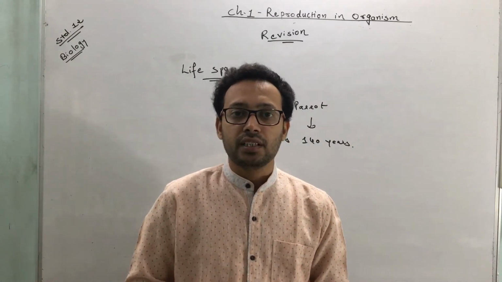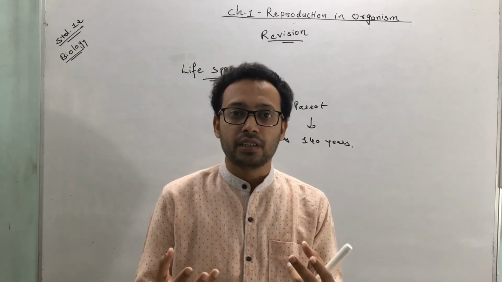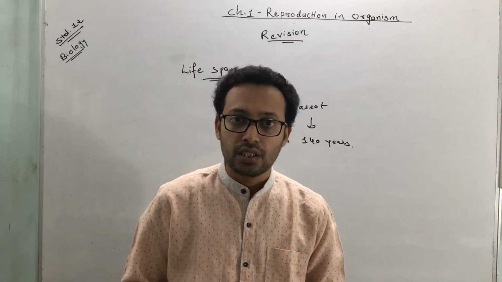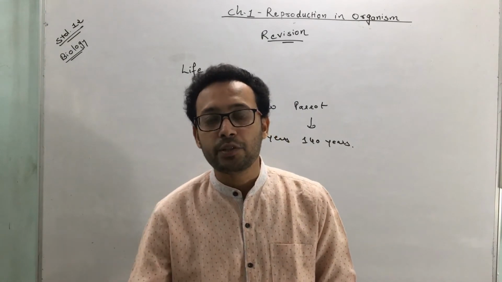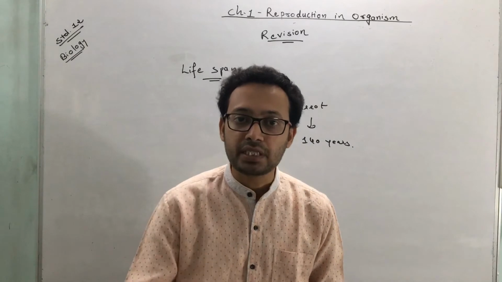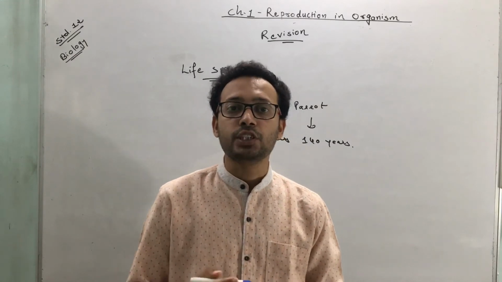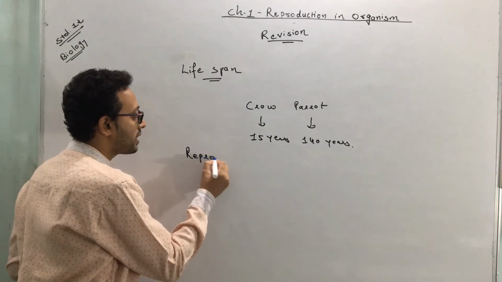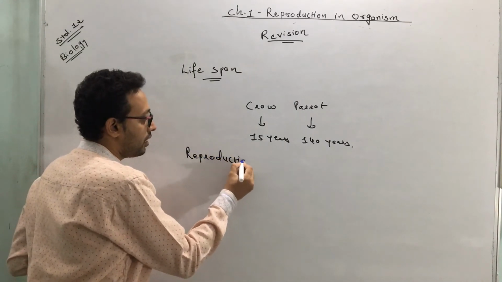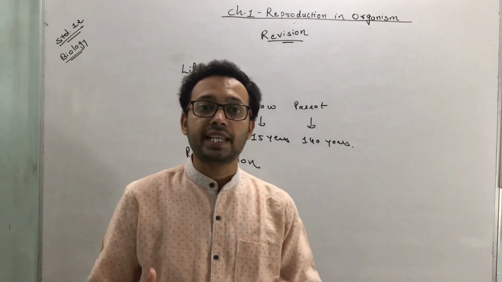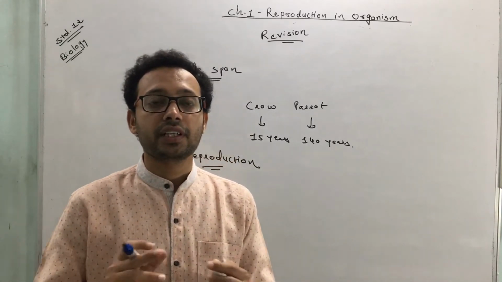Now, once the life is over, that living organism dies. But suppose a human being finishes its life in 65 or 70 years. After that, still the human being remains on the earth. How is it possible? That is possible due to a process called reproduction. Every living organism can reproduce. Reproduction is a characteristic of a living organism.